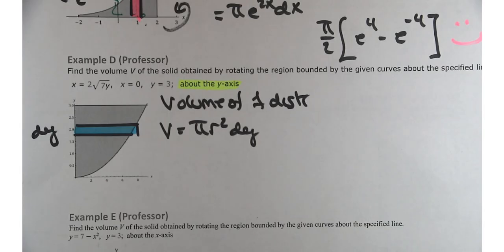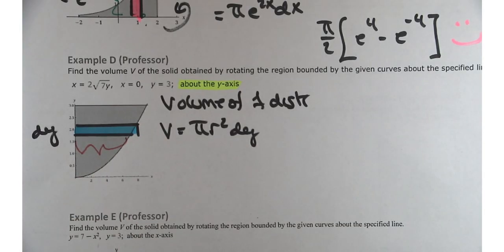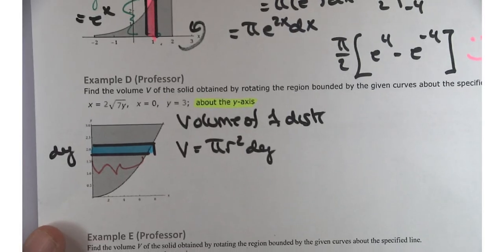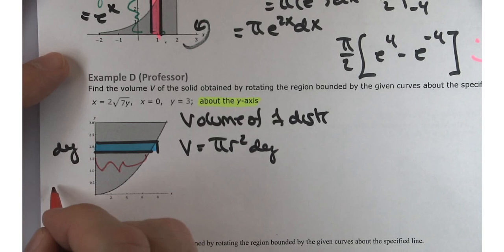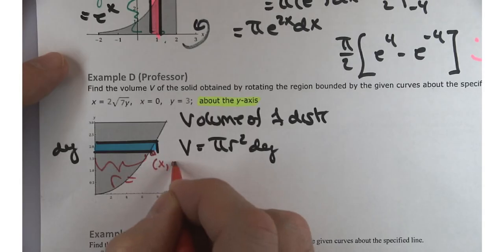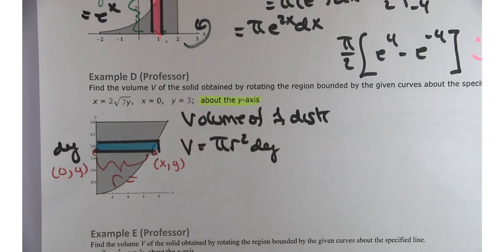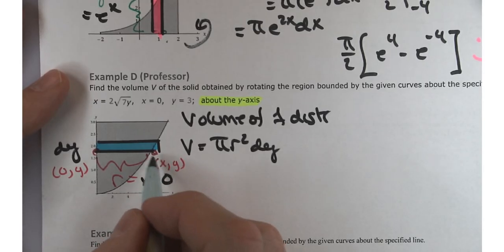So we need to figure out what the radius is going to be. Now when we're dealing with something around the x-axis, the radius was top minus bottom. In the case of rotating around a vertical axis, it's going to be the rightmost endpoint minus the leftmost endpoint. So in our case, the radius is going to be this point here, x and y, minus this point here, which would be 0 and y. So your initial expression for the radius is just going to be x minus 0, right minus left.